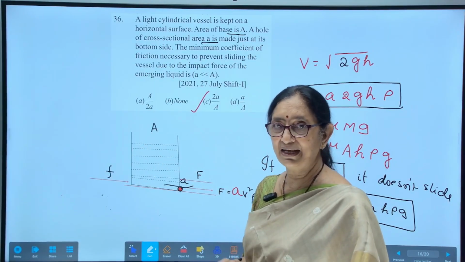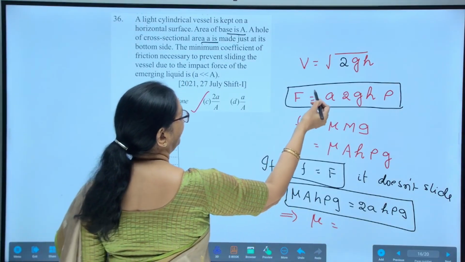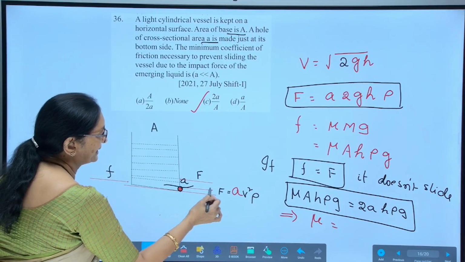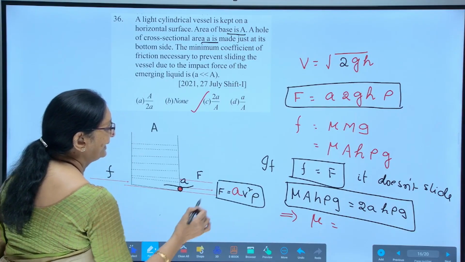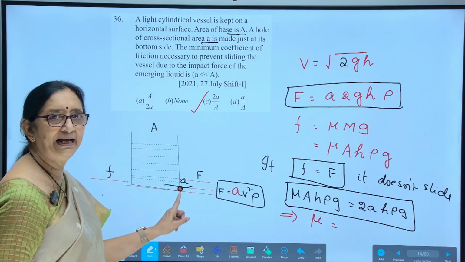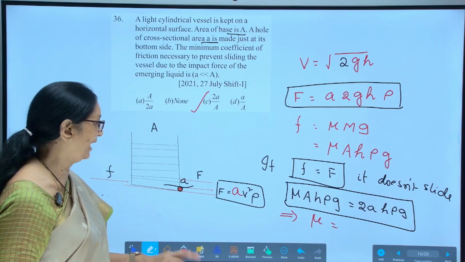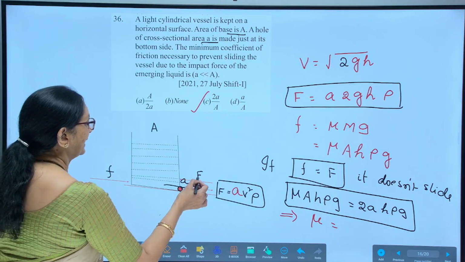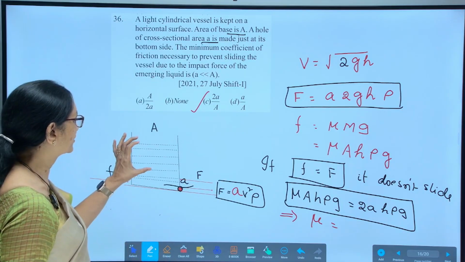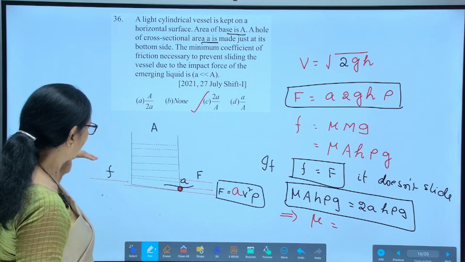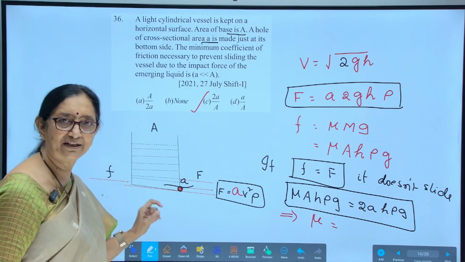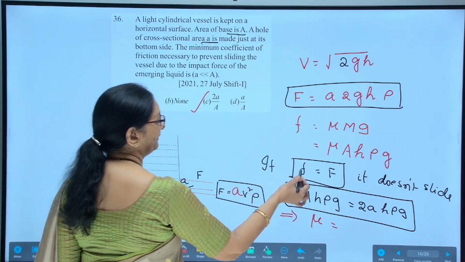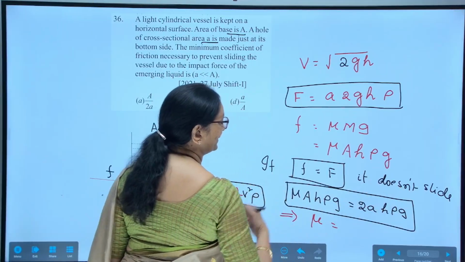Here the concept is, look, the water jet is ejected out with a force A V square rho, where A is the area of the hole through which it is coming out. As it comes out with that force, it exerts a reaction on the vessel in the backward direction. To stop the vessel from sliding, friction comes into play in the opposite direction. If friction balances this force, then it won't slide. So, if F is equal to F, the cylindrical vessel doesn't slide.